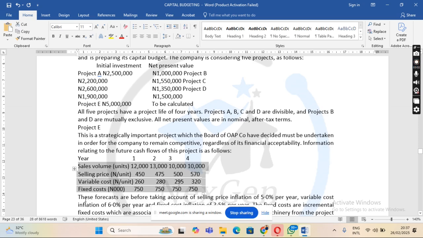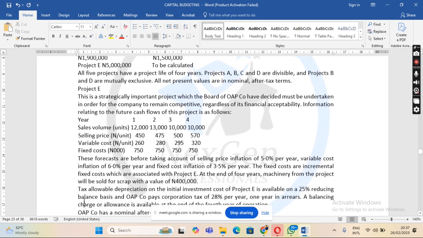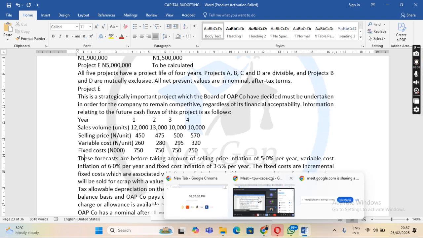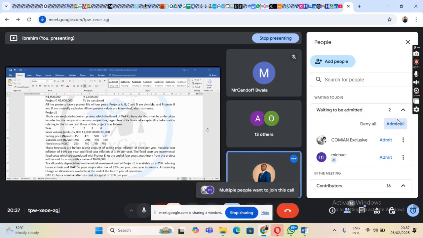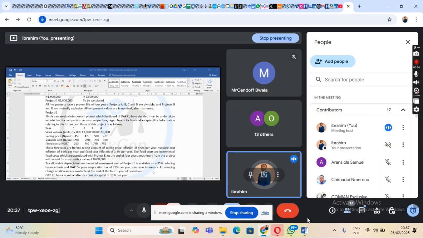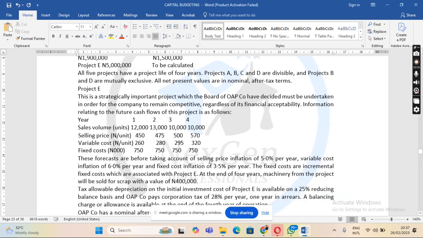You can see the information, right? Then what next? These forecasts are being taken account of selling price inflation of 5%. So if your selling price will increase by 5% per year, it will start from year 1, right? Now, if it is going to increase, that means that is the money cash flow, right?